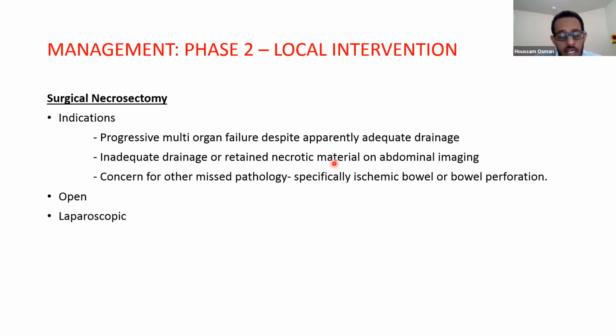The other option is surgical necrosectomy. Take them to the OR for pancreatic debridement. What is the indication? The indication, if they have infected necrosis, you should do something. If you already drained them percutaneously, when do you say, I have failed that percutaneous drainage and I need to do something?